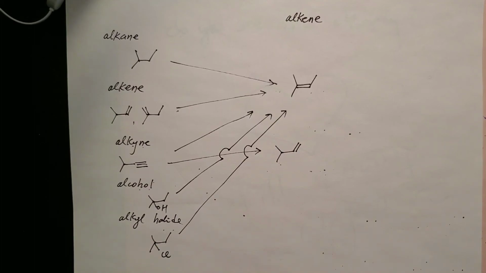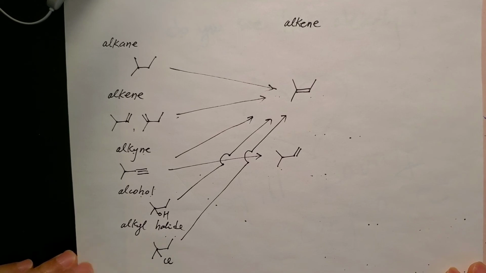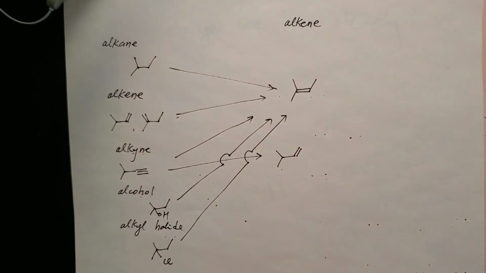Okay, we are with the alkene today. So on this we have reactions showing a variety of functional groups get converted to alkene.